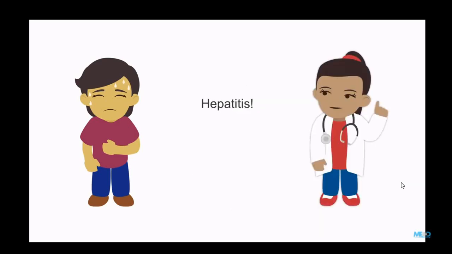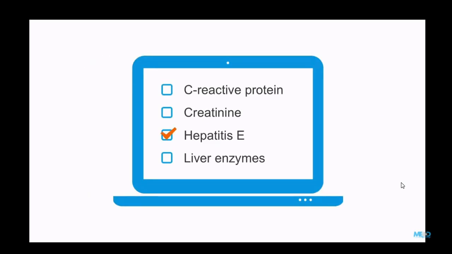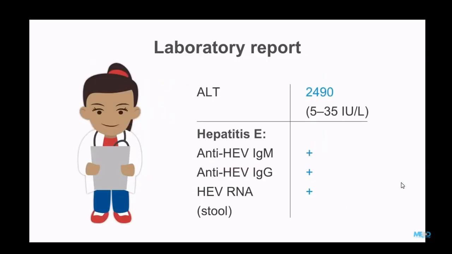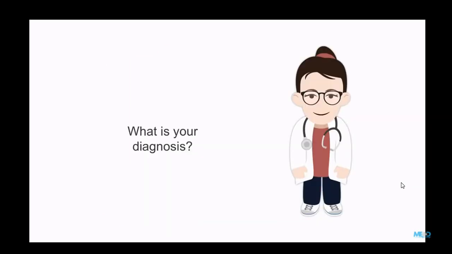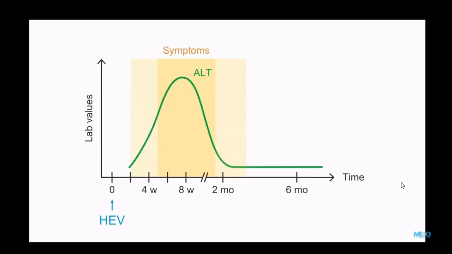Obviously, we think about hepatitis. Let's order lab tests. In Hannah's lab report, we can see that her liver enzyme function is significantly elevated. Furthermore, her hepatitis E tests are positive. Hepatitis E RNA is also detectable. So what's your diagnosis? Hannah has no history of immunosuppression.